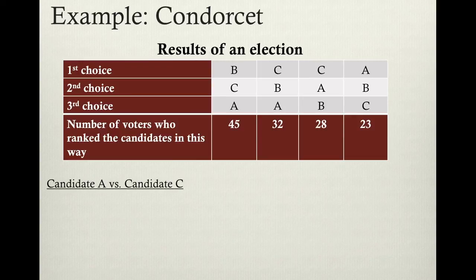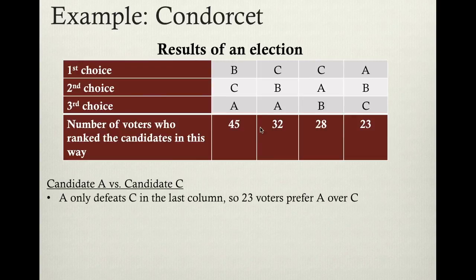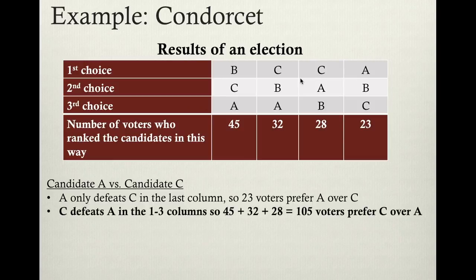We're going to start with A versus C. Now, if we look just at A versus C, here C wins, here C wins because C is on top of A, here C is on top of A. So A only defeats C in this last column. So we're going to give these 23 votes to A. However, C defeats A way more times. C defeats A in the first, second, third column. So we're going to give these 45, 32, and 28 votes to C. And so already A has lost one head-to-head. So C is already in the lead here.